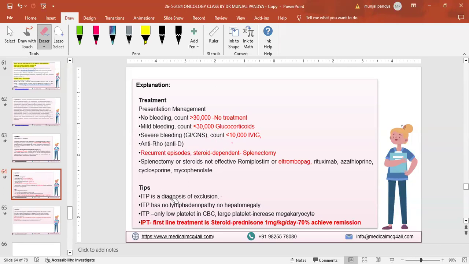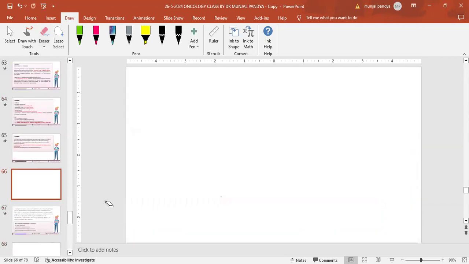That's it. And if they ask what is the first line treatment of ITP, then it is steroid. ITP is a diagnosis of exclusion. ITP shows only low platelets on CBC, with large platelets and megakaryocytes in blood and bone marrow. First line treatment is steroid or prednisolone. 70% will achieve remission.